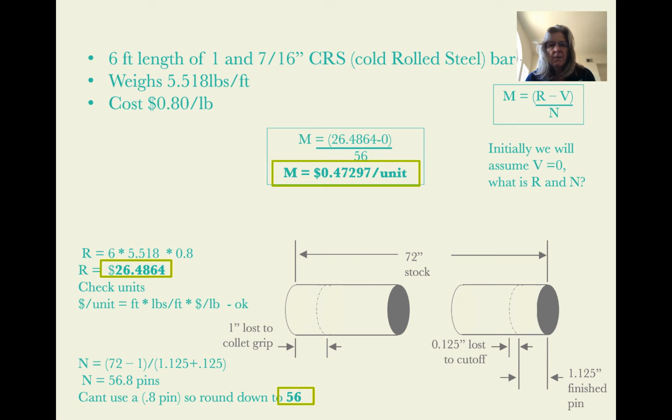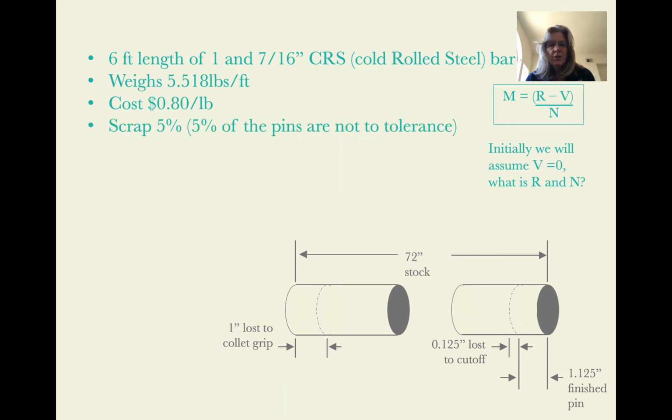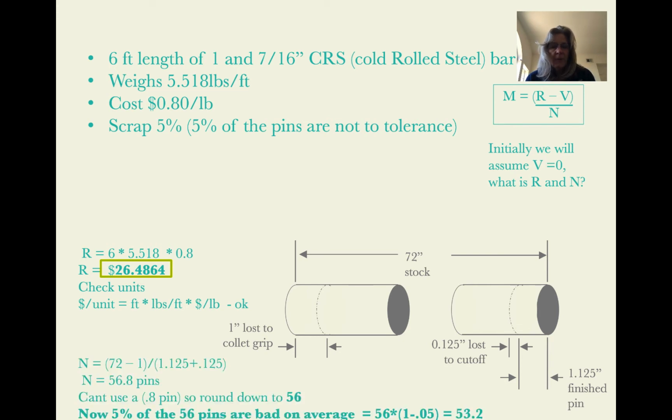Now we're going to make this a little more complicated and say that there's some scrap. That means that when we're cutting the pins, 5% of them are not to tolerance. So we need to include that in the calculation. The cost of the bar stock is the same at $26.4864, but the number of good parts is not. So before we had 56 parts, but now 5% of the 56 units are bad. That means we take 56 times 1 minus 0.05, and that means there are going to be 53.2 good parts coming off of this bar stock.